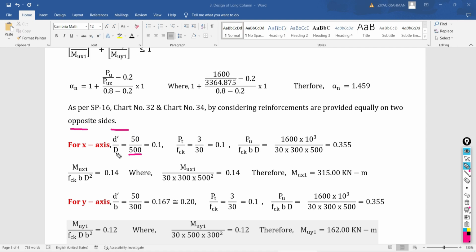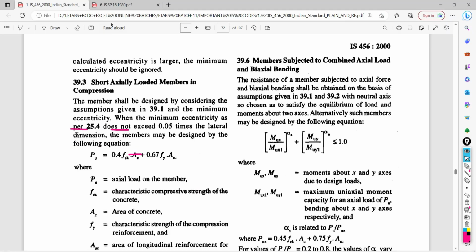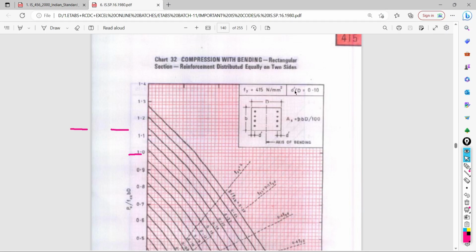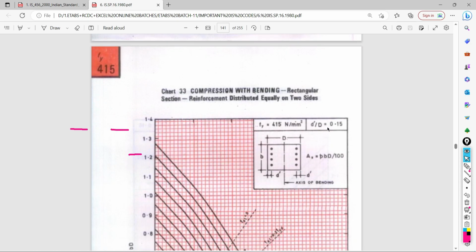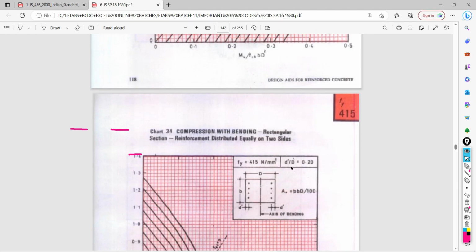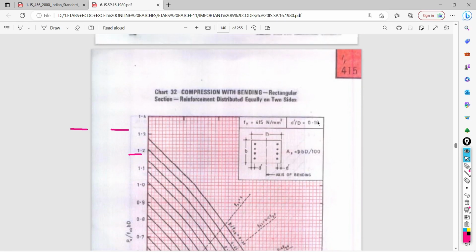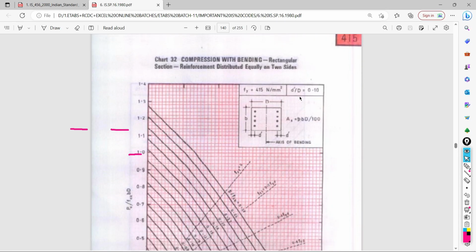So based on this D dash by D ratio as well as grade of steel, which is Fe415, I need to look at SP16. In this SP16, see D dash by D and Fy. Fy is 415, and the ratio D dash by D is 0.1. If the ratio D dash by D is, suppose, 0.15 or 0.2, different charts are given for different ratios of D dash by D. But our calculated value for D dash by D is 0.1. That's why we are going to check chart number 32.